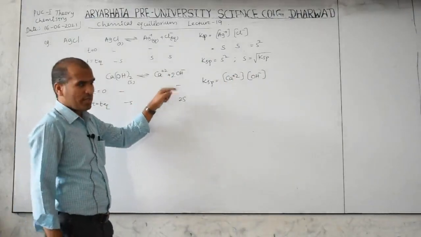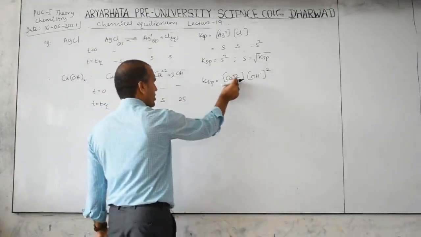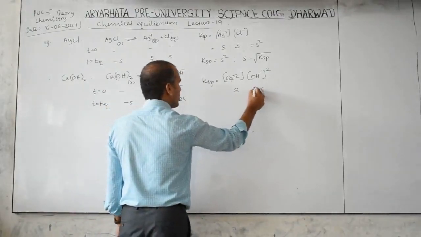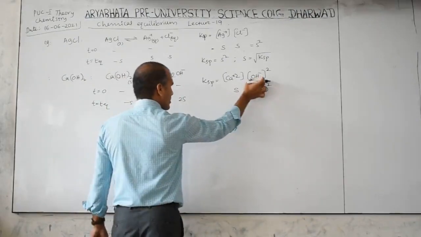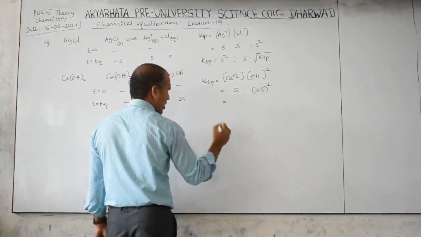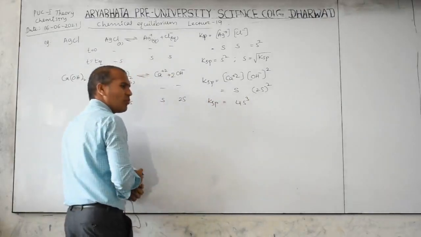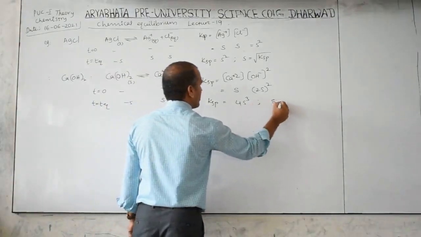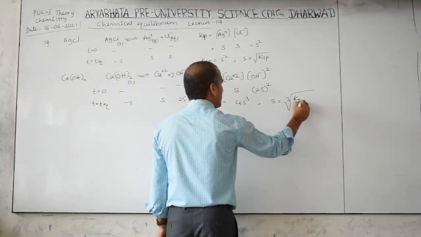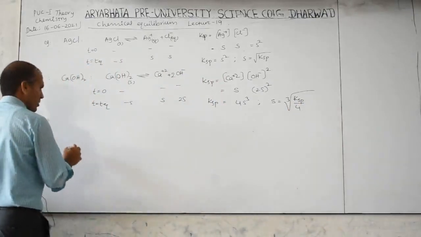Their stoichiometric coefficients are raised as powers of the concentrations. Clear? Now the calcium plus 2 concentration at equilibrium is S and the OH minus concentration is 2S, whole power 2. Its concentration is 2S whole power 2. Now this will be 4S square, times S, and this is 4S cube. Therefore this Ksp is equal to 4S cube. And S can be written as the cube root of Ksp by 4.